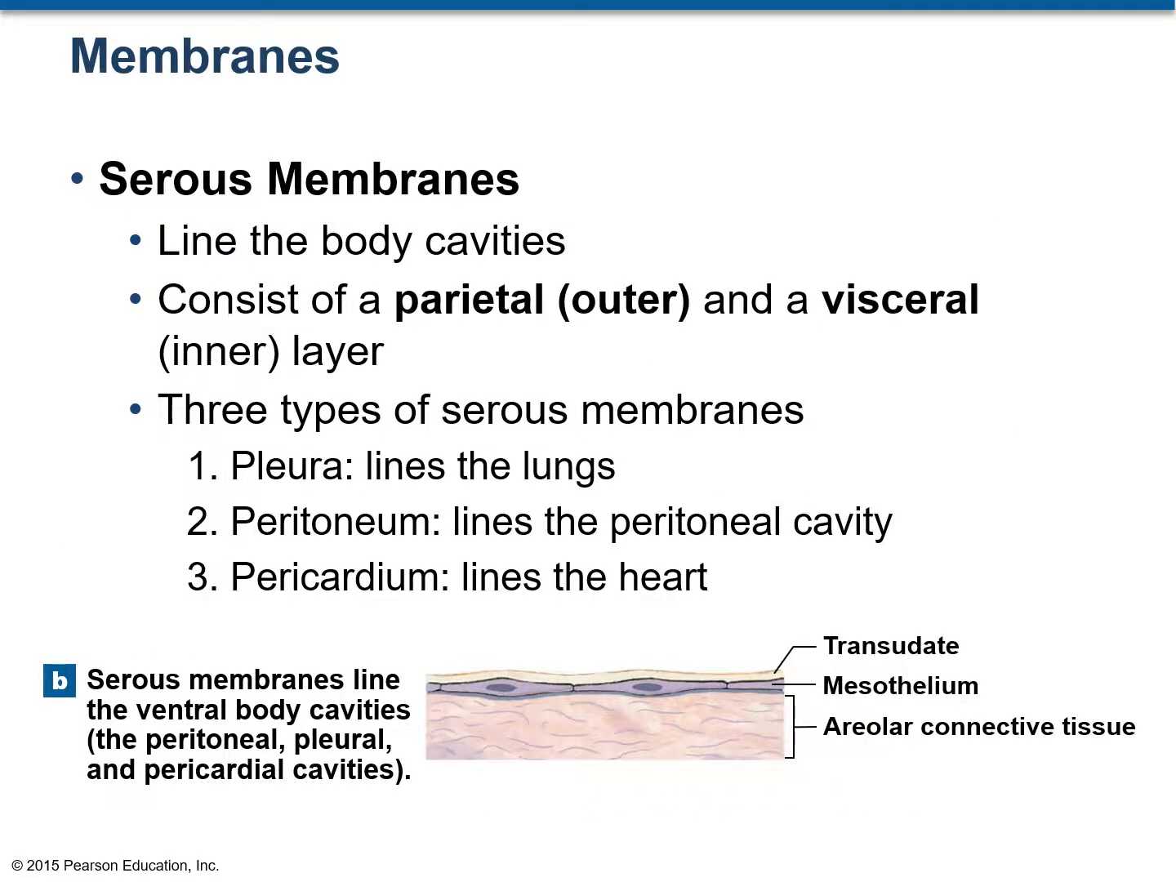The second type of membrane is the serous membranes, and these membranes usually line the body cavities. The serous membrane has 2 layers, the outer parietal and the inner visceral layers. And the serous membranes, remember, are present only in the ventral body cavities. And there are 3 types of serous membranes: pleura, which lines the lungs; pericardium, which forms the membranes around the heart; and peritoneum, which lines the peritoneal cavity.